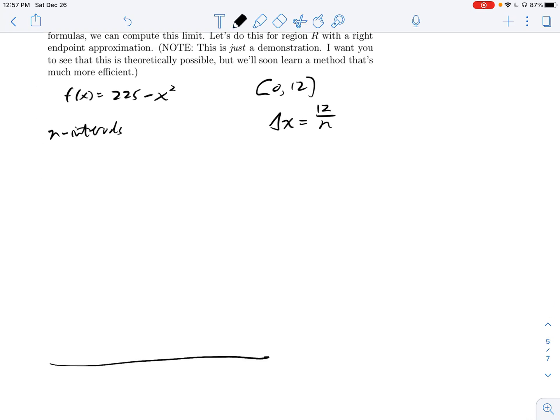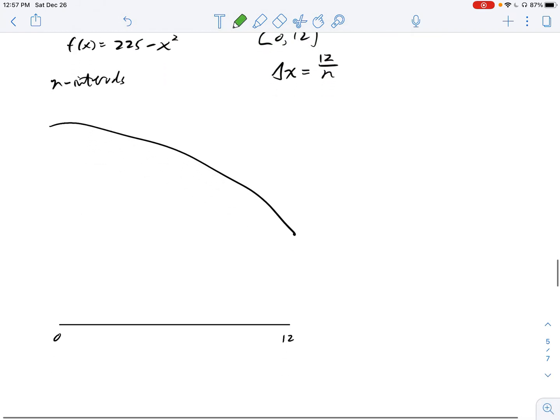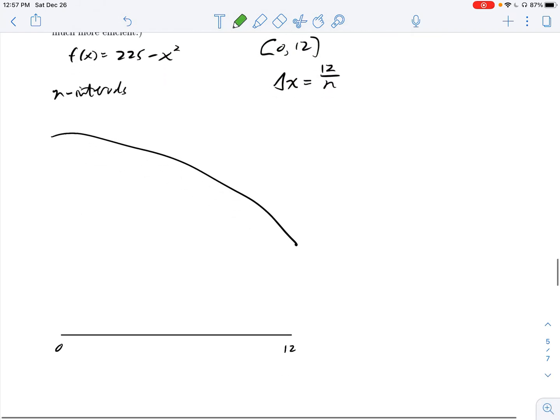So sort of our schematic here was: here's our base from 0 to 12. Here's our curve up top. I'm dividing this into n intervals, so each one has a width of 12 over n. So my first one would end at 12 over n. And then my next one would end at 24 over n. And then my next one would be at 36 over n. And I don't know how many there are, I'm being abstract. My last one would end at 12n over n.